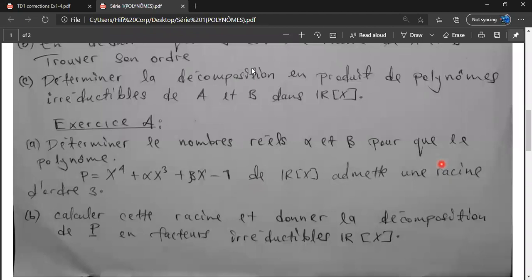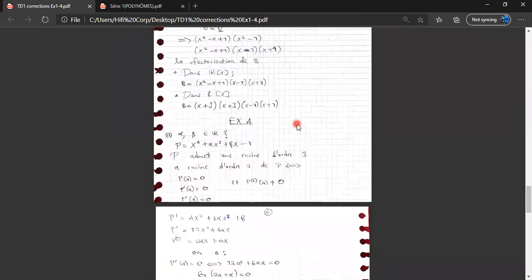So we're on A. Alpha, beta appartiennent à R. As we've said, alpha and beta are any real numbers. And then P, our polynomial, is x to the power 4 plus alpha x to the power 3 plus beta x moins 1, P admet une racine de 3. Each piece of information given in the question is very important, so understand it. We're going to name our racine A, racine de 3 de P.